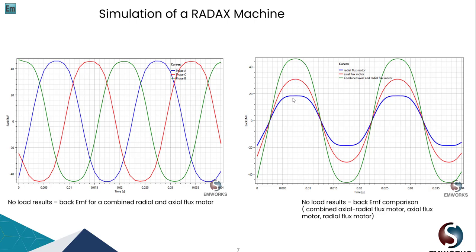Okay, and this you can almost see, it's almost the sum of both back EMFs that is close to the RADAX machine or radial axial machine, and this is really interesting. You know, it's really a big deal if we can combine these two machines and end up with such a back EMF. It's very interesting, to say the least.